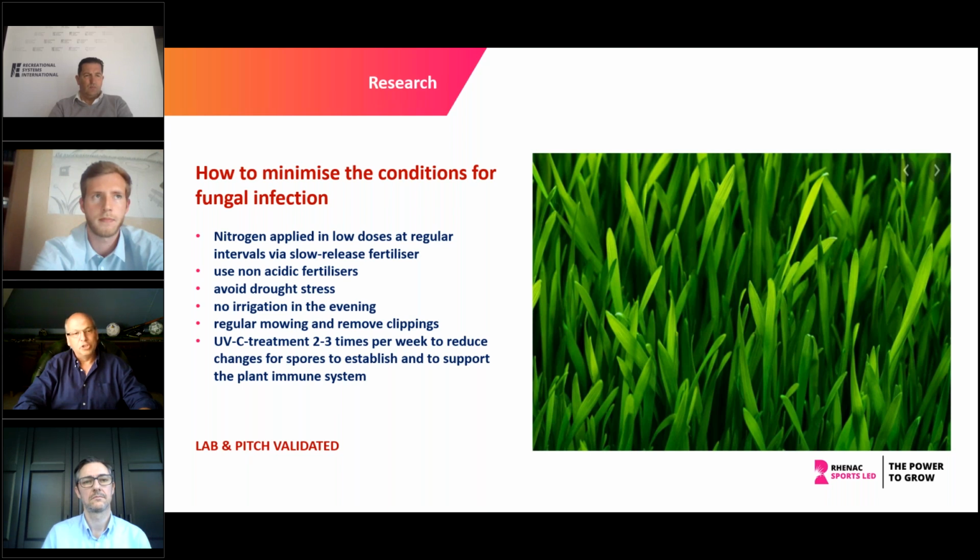Typical measurements that a groundskeeper will take: no irrigation in the evening, otherwise the grass will stay moist and doesn't have the opportunity to dry out during the day. So irrigate in the daytime, or at least give the grass the chance to get rid of the moisture on the leaf. Regular mowing and removal of clippings, a standard maintenance procedure on golf courses and stadiums. And use the UV-C treatment as a preventative measure by applying it 2 to 3 times.